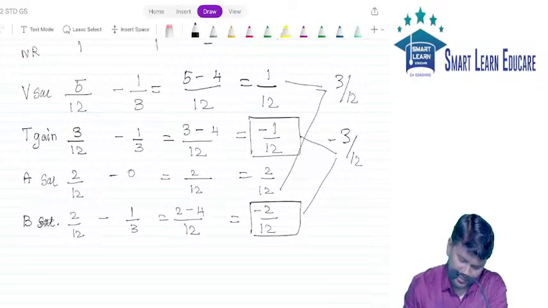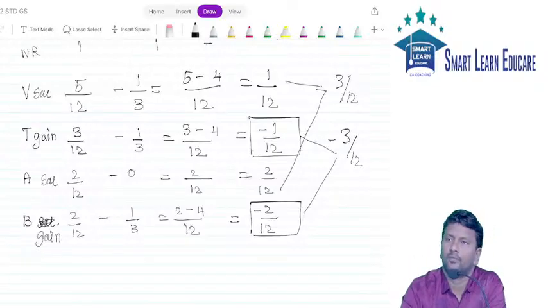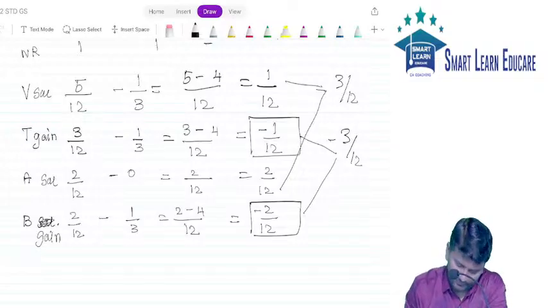இது மைனஸ், சாரி, அப்போ இந்த பார்ட்னர் கெய்னிங், B is gaining. So what is the journal entry?